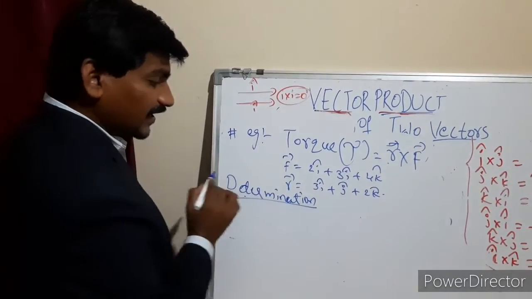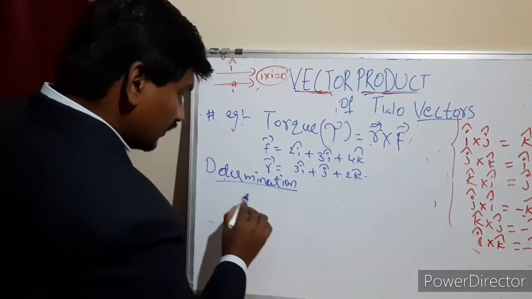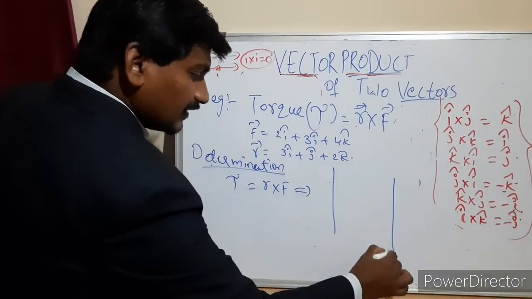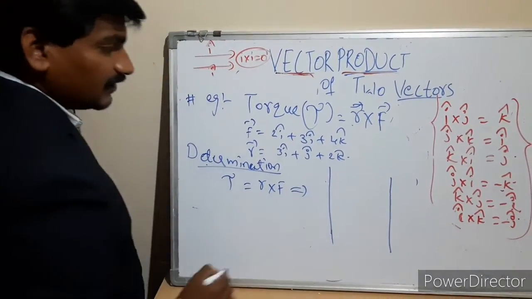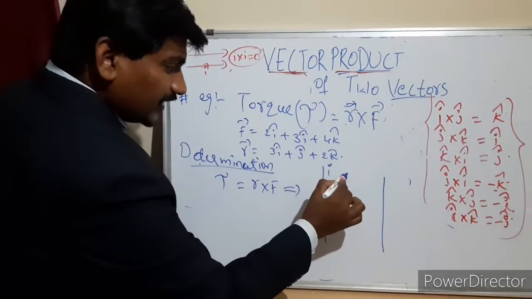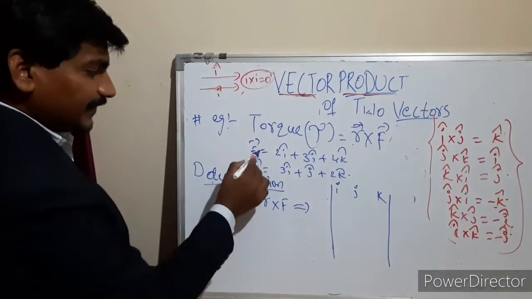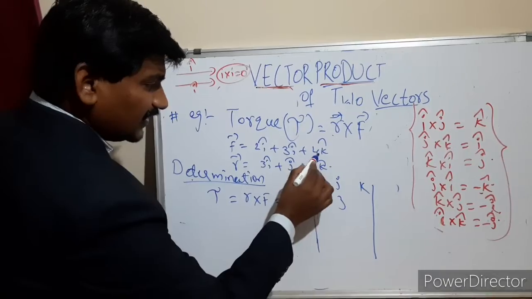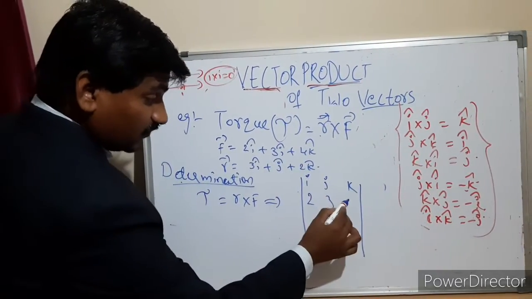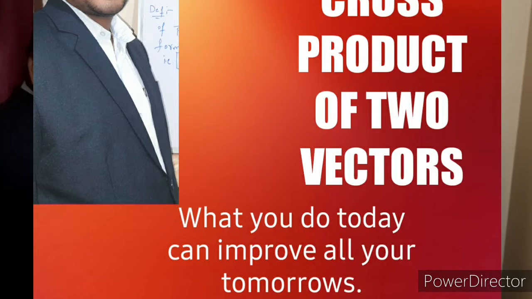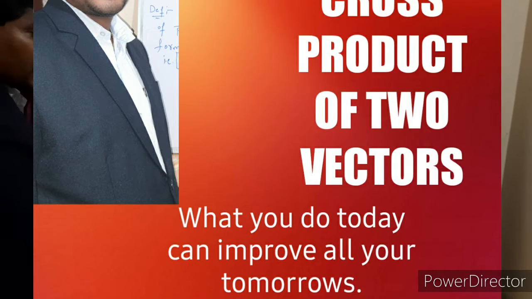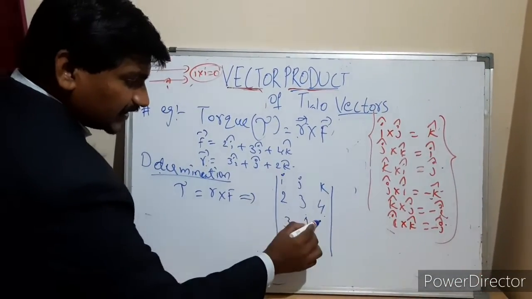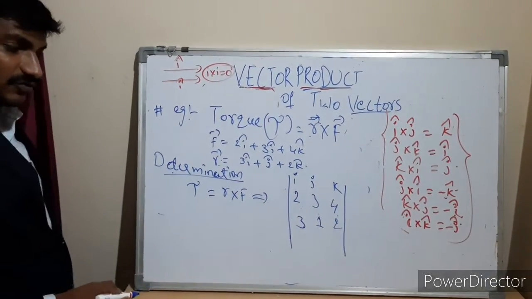Determination method. In a matrix you will find tau equal to R cross F, that is like this. I'll take the i component, j component, k component. Let me write F first. The i component is 2, the j component is 3, and the coefficient for k is 4. The same force vector 2, 3, 4 we have taken here. In the same way for the radius vector, for i it is 3, for j there is nothing, which means 1, and here for k it is 2. Now how to do the determinant method?